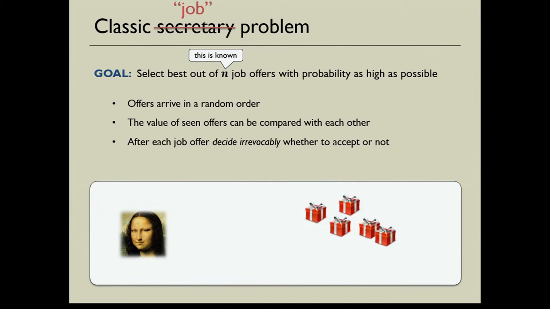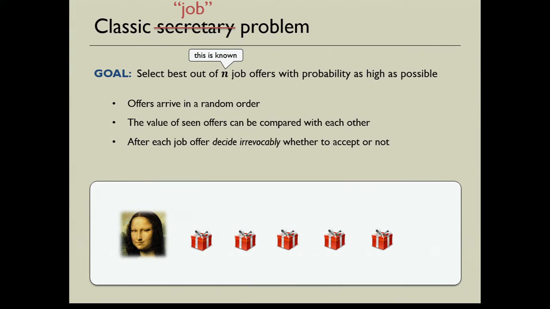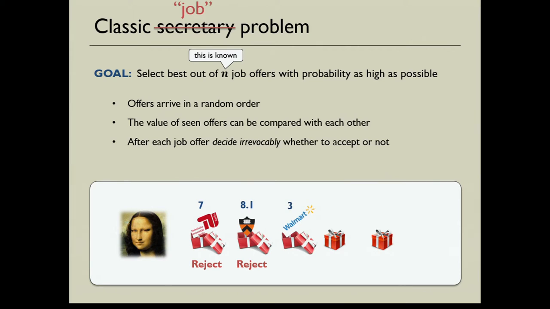So here's the example. They arrive in a random order. You get maybe Berlin, it's a 7, it's a good place, but it's the first one, so reject. Then you have maybe Princeton, wow. Second place, maybe Walmart, you're surprised you didn't even apply. And then Microsoft Research, 7.2. Well, if it's the second to last, maybe accept.